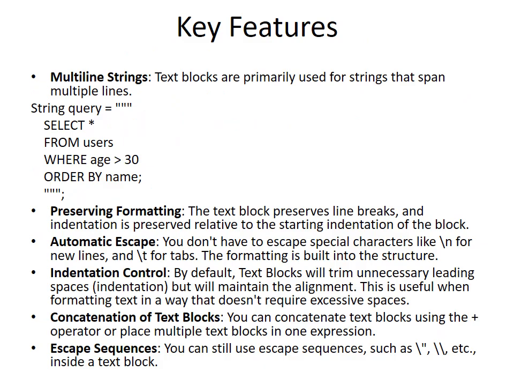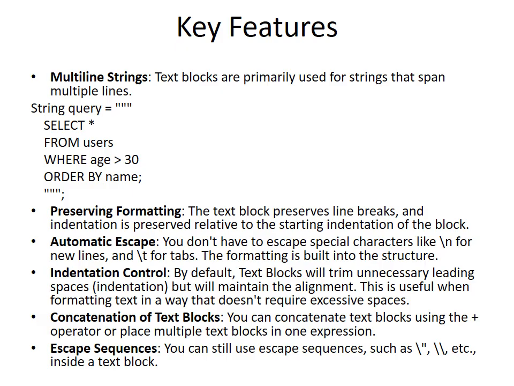And there are multi-line strings, one of the key features of text blocks. Text blocks are used for strings that span multiple lines. String query is equal to text block begins: select star from users where age greater than 30, order by name, end text block semicolon.